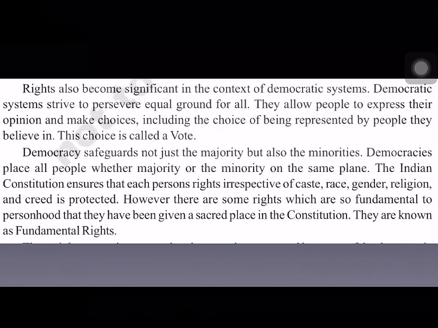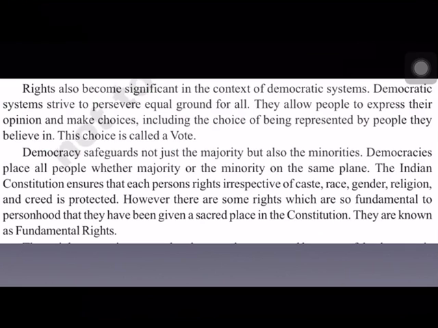Democracy also safeguards the interests of not only the majority but the minorities also. Minorities means people who are less in number in the population. And according to the Indian Constitution, the rights of all the people, irrespective of their caste, creed, religion or gender, are protected by the judiciary, by the courts of law.